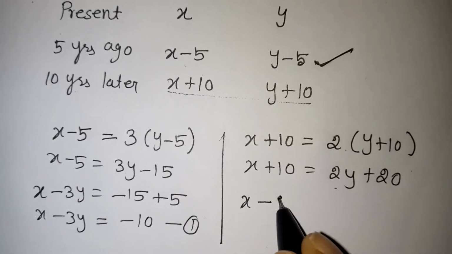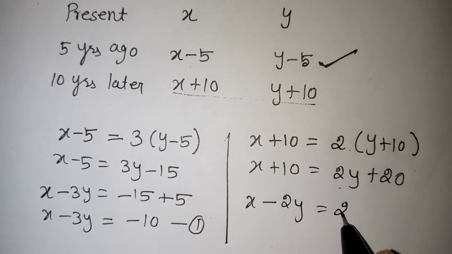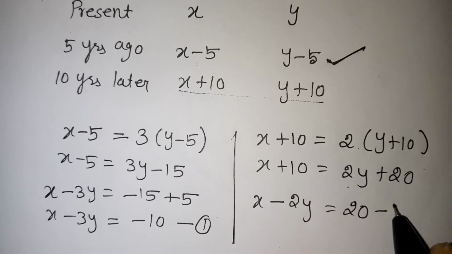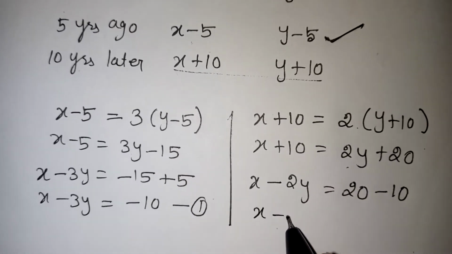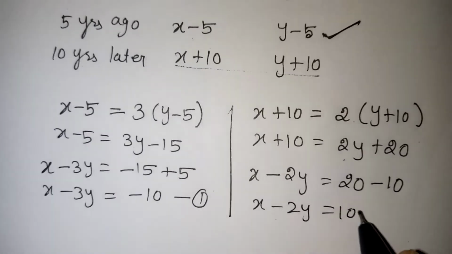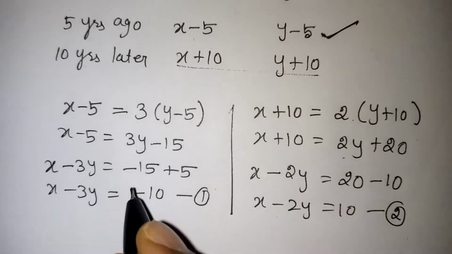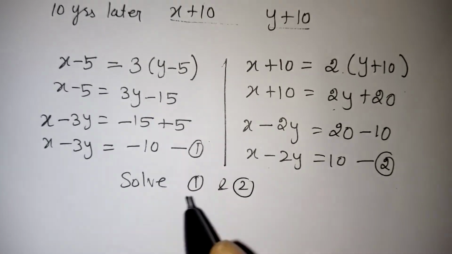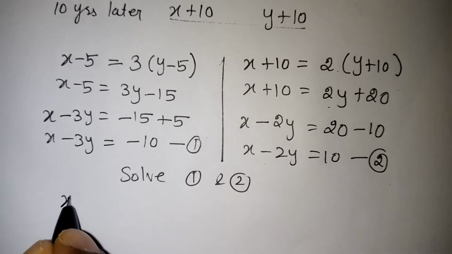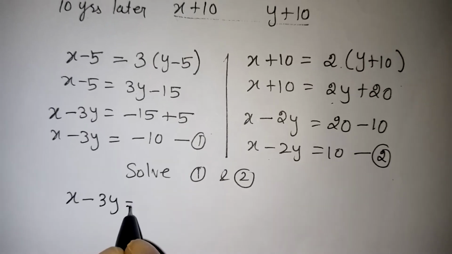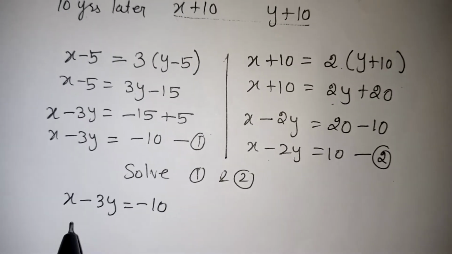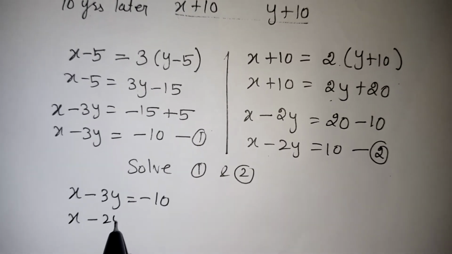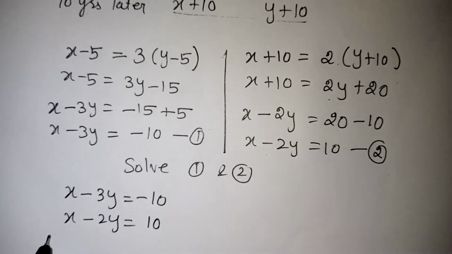Now bring all the variables to one side. So X minus 2Y equals 20, and this plus 10 taken to the other side becomes minus 10. So X minus 2Y is equal to 10. This is our second equation. Now we need to solve 1 and 2 by the elimination method. The first equation we write as it is: X minus 3Y is equal to minus 10. And the second equation: X minus 2Y is equal to 10.